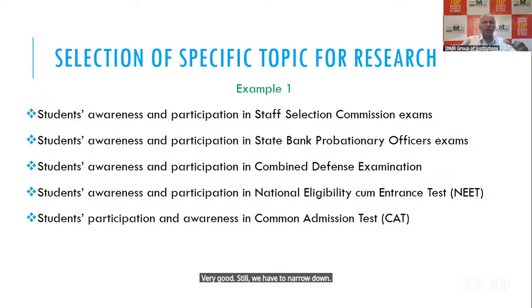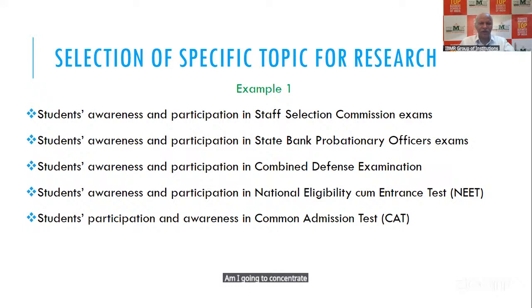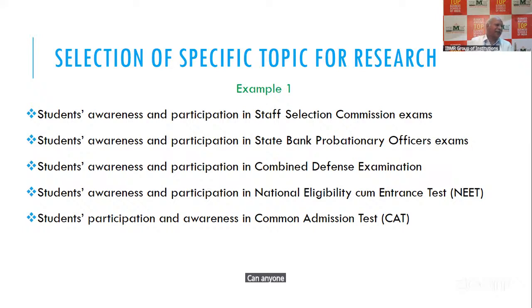Am I going to concentrate on undergraduate students comprising BCom, BSc, BA? Am I going to concentrate on postgraduate students, MCom, MBA, MSc? Still, you can narrow down. Suppose students' awareness and participation. Can anyone of you please make a clearer research problem from this? Can anyone of you please help me?